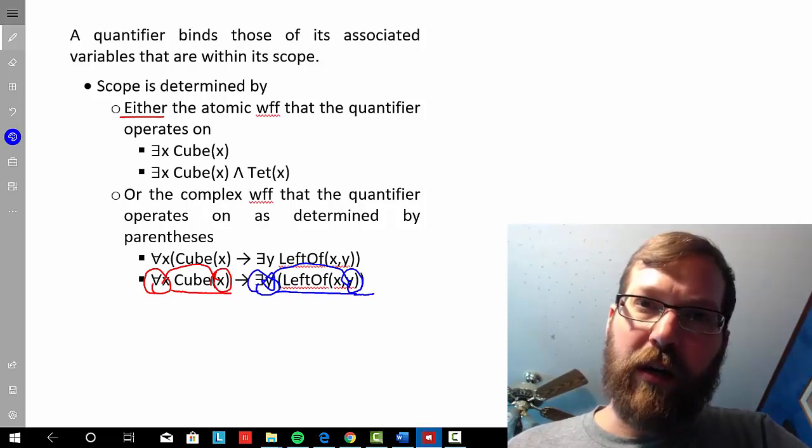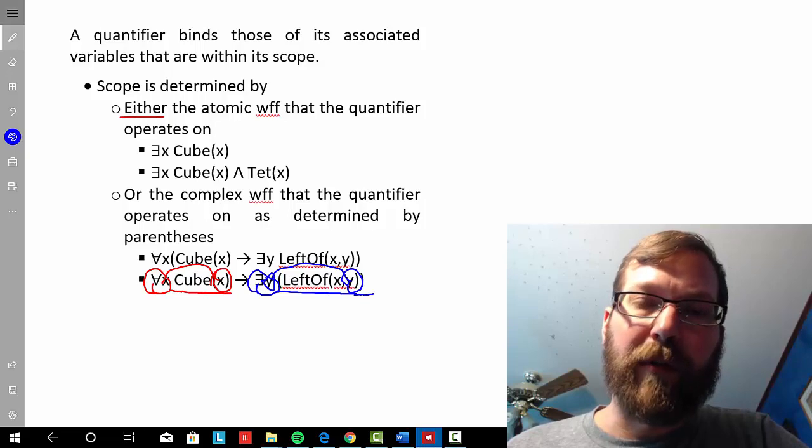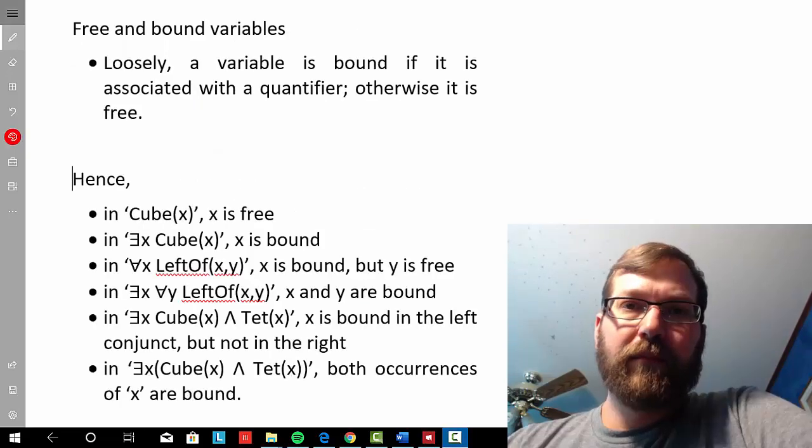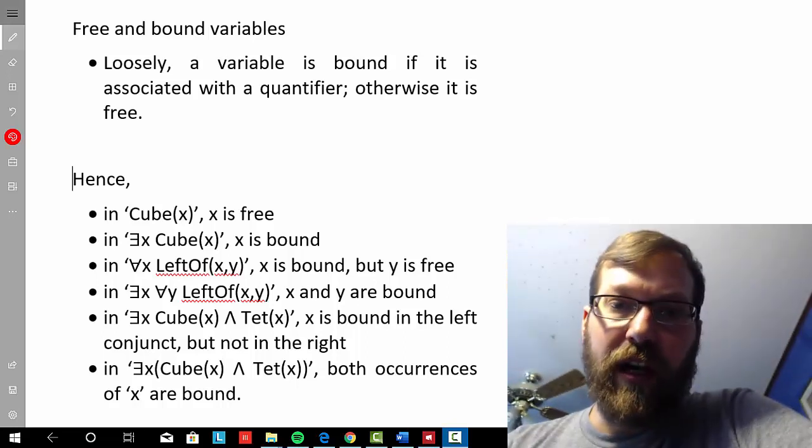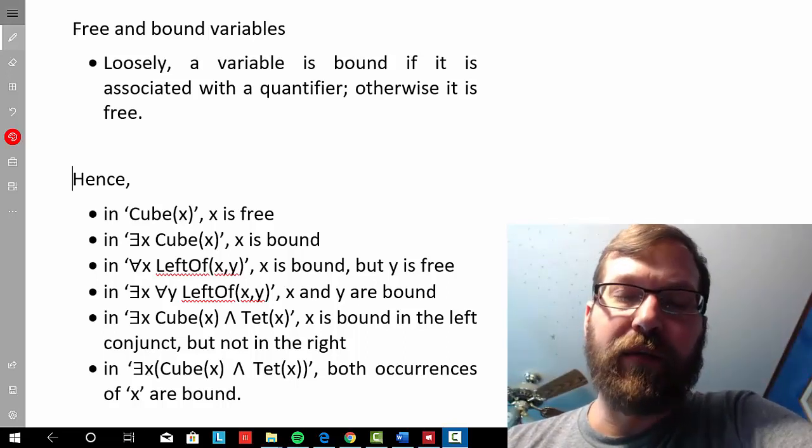All right, so let's turn to talking about the notion of a bound variable in a little bit more detail. So loosely speaking, a variable is bound if it is associated with a quantifier, otherwise it's free or unbound.